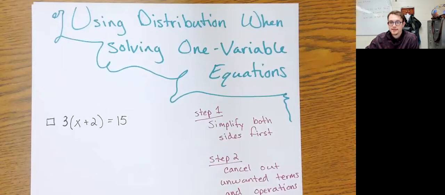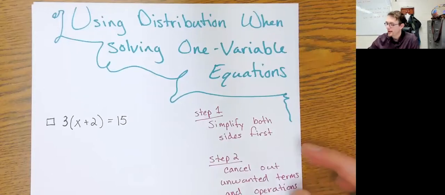So this video is going to be on using distribution when solving one variable equations. All four of these examples are going to be solving one variable equations, and the first step is going to be distribution, okay?